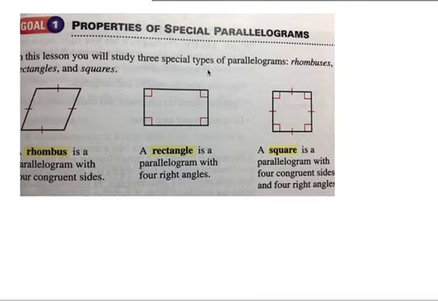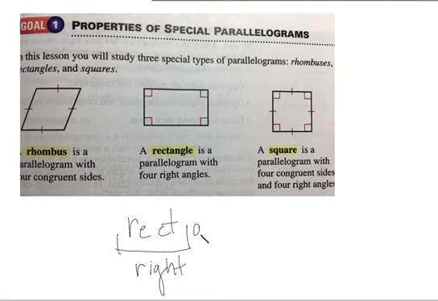A rectangle, let's look at this middle one. A rectangle is a parallelogram with four right angles. With a rectangle, it's possible that it could be a square, but most of the time it's not. Two opposite sides are congruent, and then two sets of opposite sides that are congruent. The root of the word rectangle is the word right, and then angle. So that's where it gets its name. And it's got four right angles, all 90 degrees, right? And they all add up to 360.